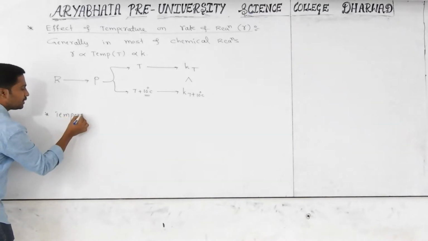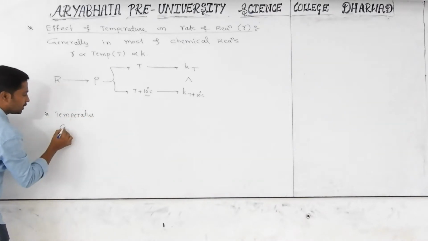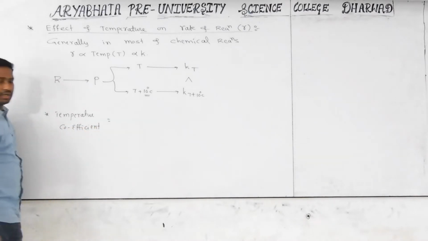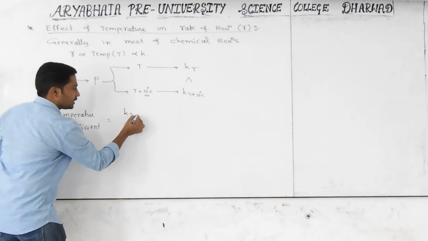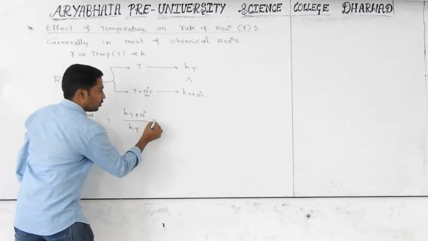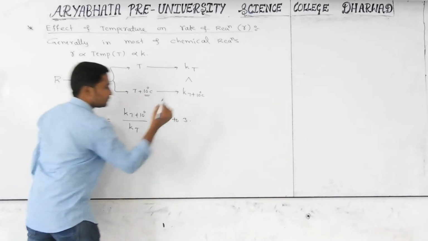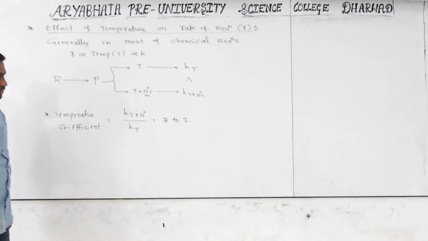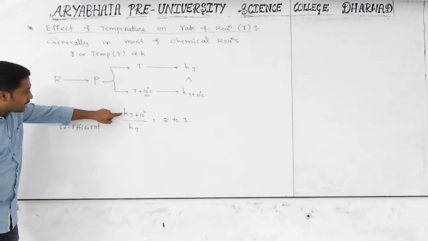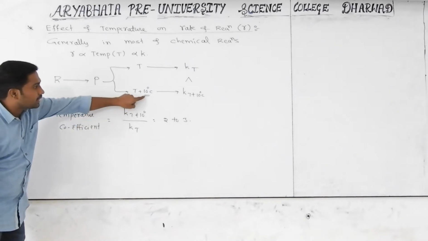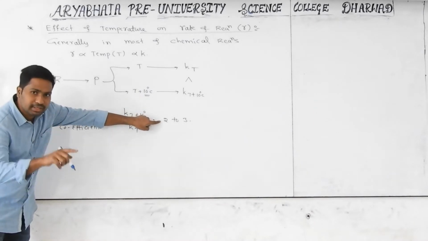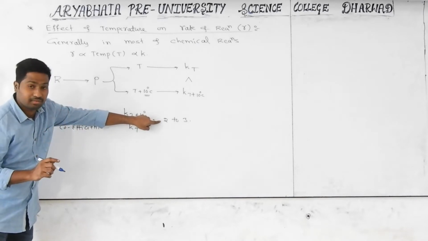Now one more point you have to discuss very carefully: temperature coefficient. Very important from a competitive point of view. What is the meaning of temperature coefficient? It is the rate constant at T plus 10 degrees divided by the rate constant at T degrees, which is always equal to 2 to 3 times. This is what we call the temperature coefficient. I will tell the definition, see carefully. The ratio of rate constants measured at a 10 degree interval is always equal to minimum double up to maximum triple.